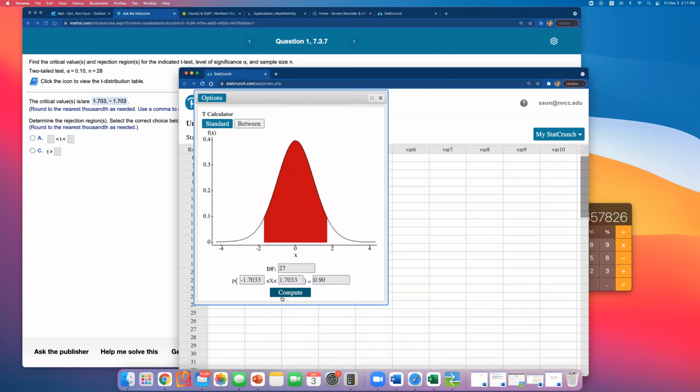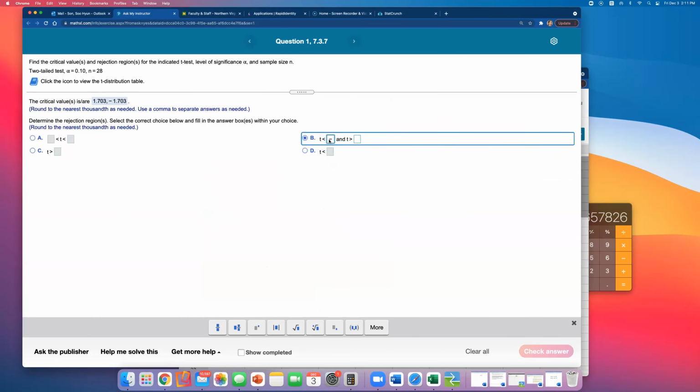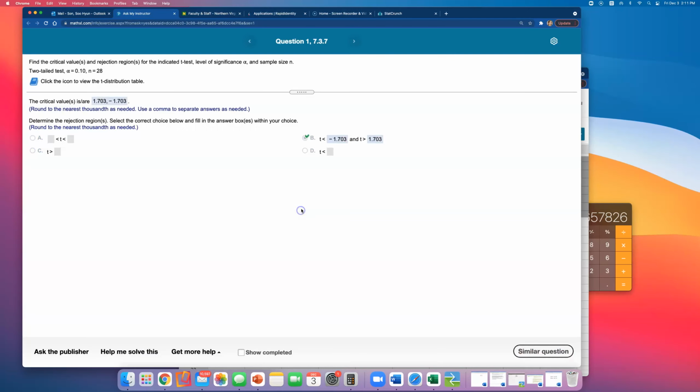All right, so anything that is on the right side, this white region, or on the left of this negative 1.7, this critical value. So if it's in the red, we're not going to reject it. But if it's in the white, we're going to reject it. So the rejection regions, we have 2 separate regions, right? The one on the right and one on the left. So you're going to have to tell them to the left of this negative number, and to the right of this positive number. That's how you can determine the rejection region.